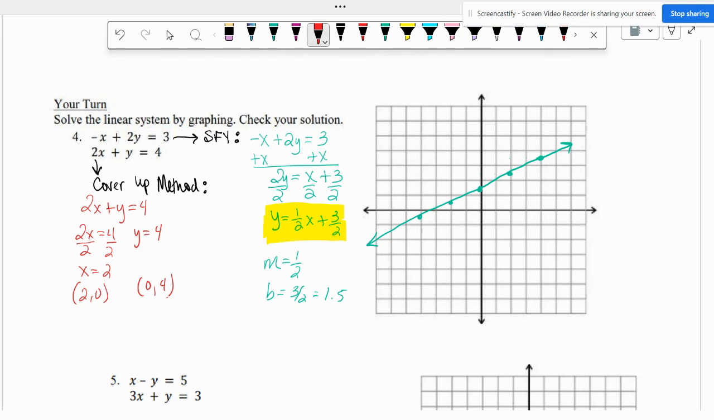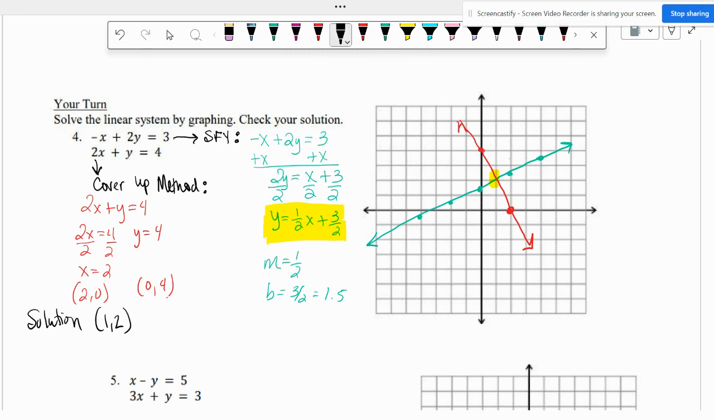The second equation, where I use the cover-up method, I have the ordered pair 2, 0 on the x-axis and 0, 4 on the y-axis. And hopefully you can see that these go exactly through this ordered pair. So your solution is the ordered pair 1, 2. So my solution is the ordered pair 1, 2.